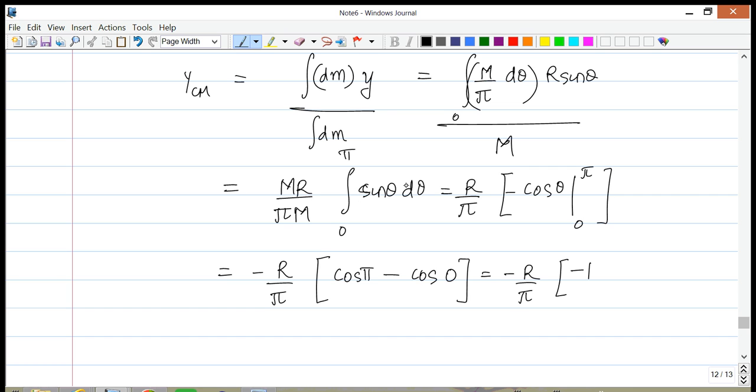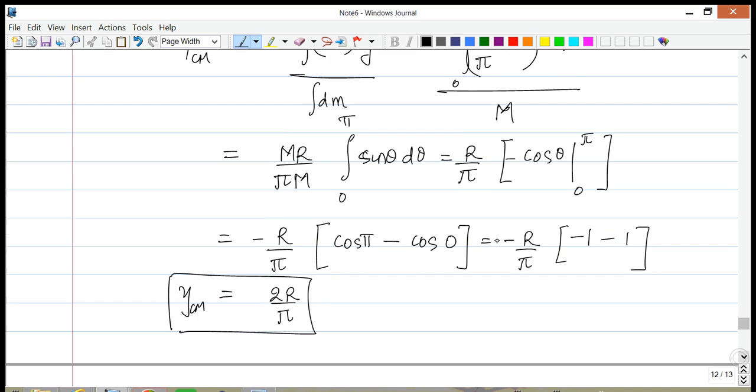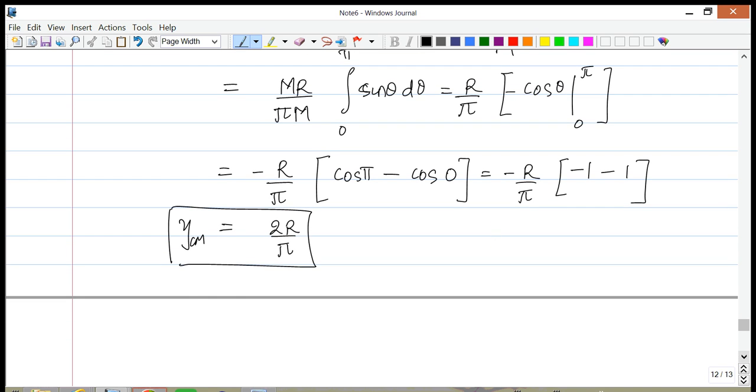Cosine of pi is minus 1, cosine of 0 is 1, and you end up getting 2 times r over pi. So this is the center of mass for the object, the y center of mass. Alright, so that's the end of the problem.